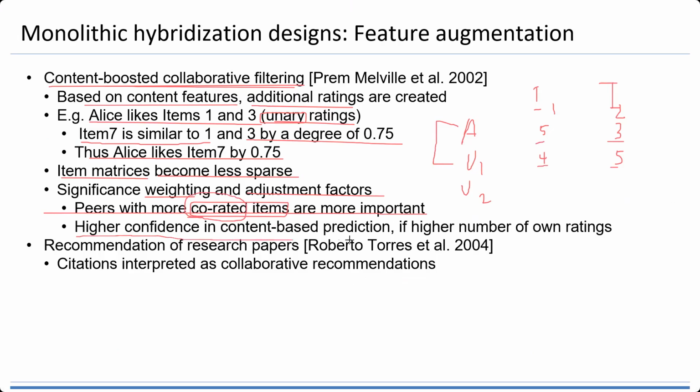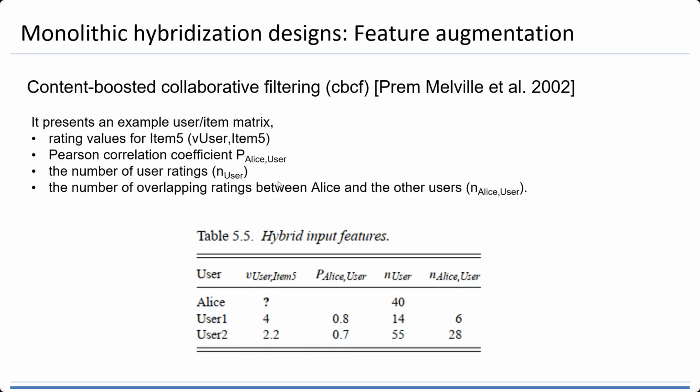There is higher confidence in the content-based prediction if there is a higher number of own ratings. So if it is higher, then we have a higher confidence on this particular item. If we have only a small number of ratings, then we have a small confidence. This is one of the works that has been proposed by Prem and Robert. For example, let's look at the content-boosted collaborative filtering.